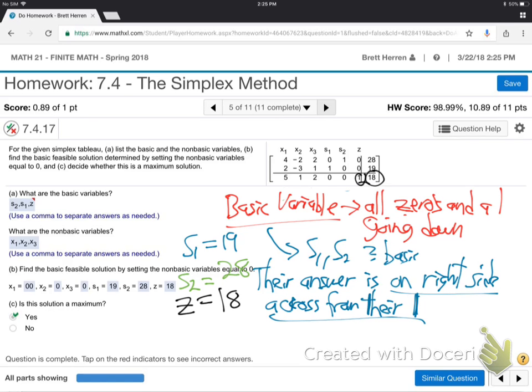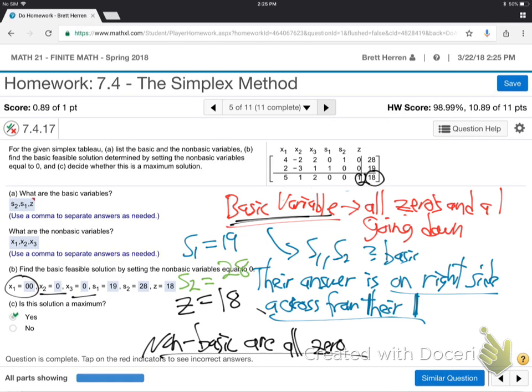Okay, now what about the other letters? The other ones are all 0 because they're not basic variables, right? So these are the basic variables. The other ones, the non-basic, are all 0. So x1 is 0, x2 is 0, and x3 is 0. Those are the non-basic. They're not basic, meaning they're not all zeros and a 1. They're other stuff. So they're just 0.